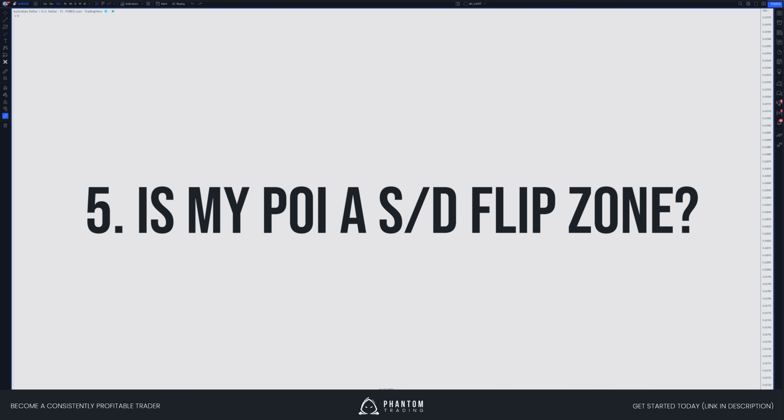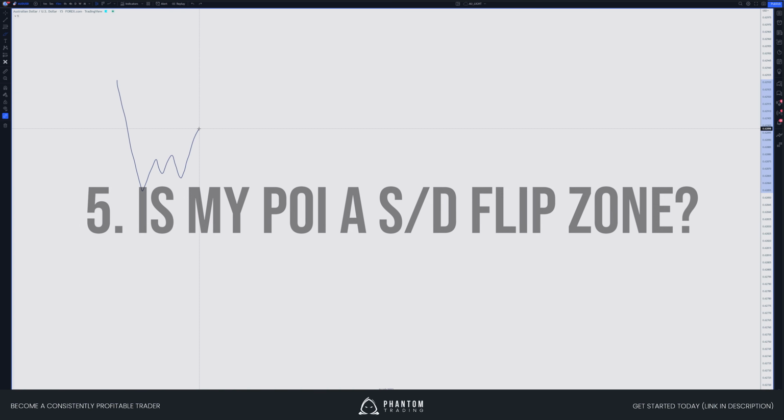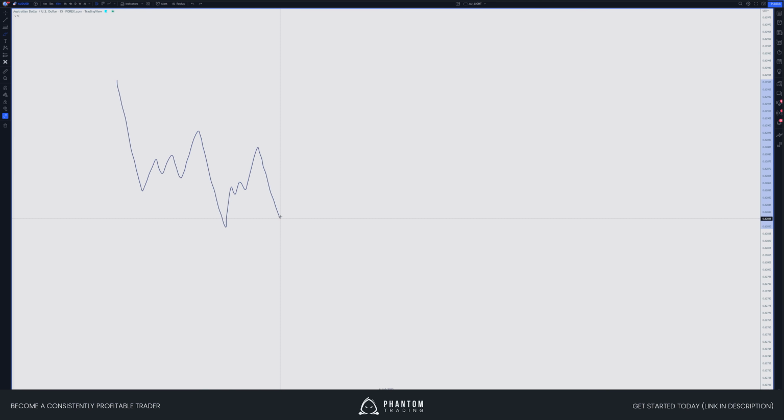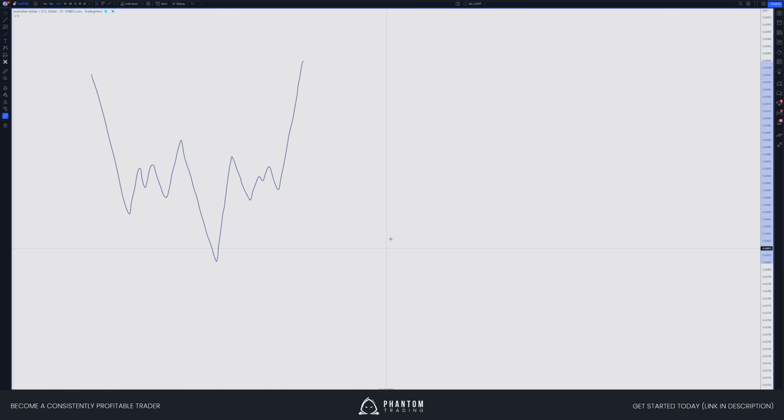Alright, so the next confluence that we like to look for is whether or not a zone is a flip zone. And by flip zone, of course, we mean a supply to demand zone or demand to supply zone. So I'm going to draw out a couple of examples here. Let me just draw it like this, actually. And let's draw a bullish to bearish scenario as well.